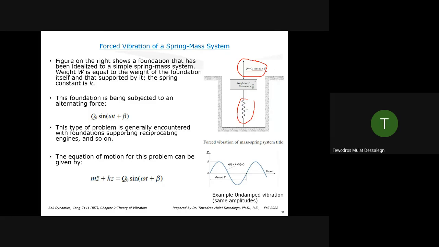So let's have a constantly applied force, which is Q naught sine omega t plus beta, if you have some phase shift. So it's like a cyclic force acting at the top vertically. We're also simplifying the force acting on it. You can have a horizontal vibration, you can have a vertical vibration, you can have rocking and pitching. So a machine can apply all kinds of vibration, but we're simplifying it to just one direction for now to understand the concepts. So we have a vertically applied force.